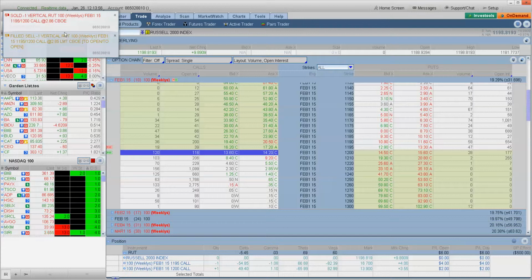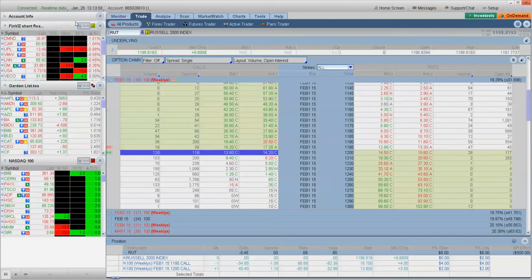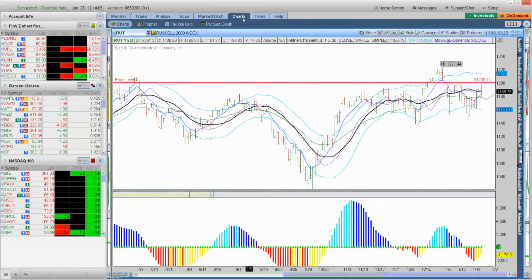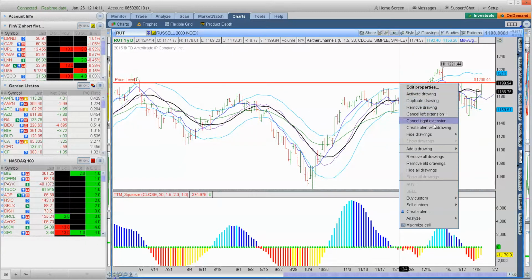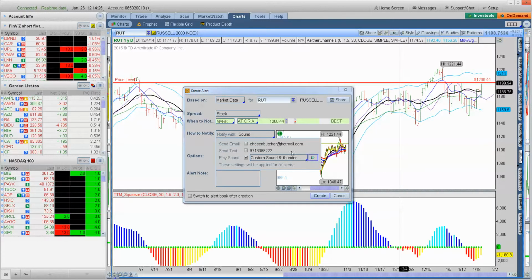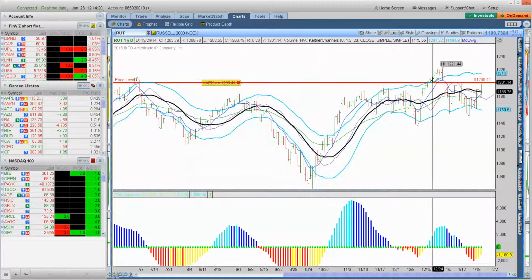Got filled super fast. I even sold it for 286. They gave me a penny more than I asked for. So 286, I'm in. What's going to happen? If this goes above 1244, I'm out. So really tight stop. So create alert. At or above 1244, I'm going to give myself a thunder alert. That's what it sounds like. Create.